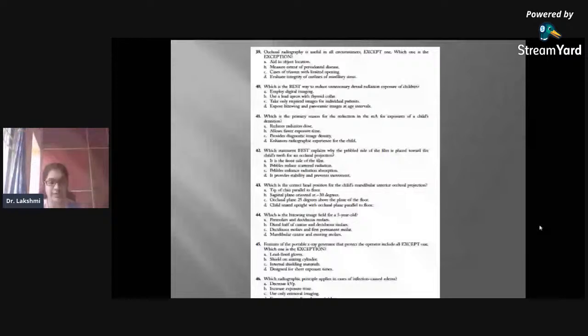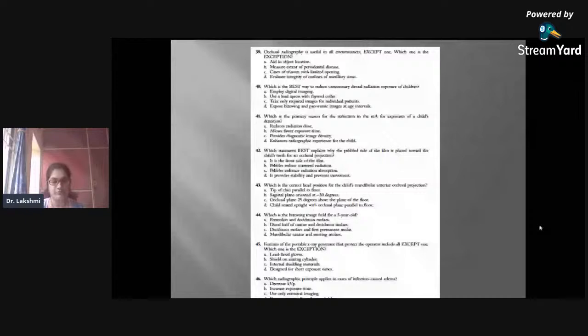Okay. 42nd question, which statement best explains why the pebbled side of the film is placed towards the child's teeth for an occlusal projection? Okay, that is A, it is the front side of the film to be exposed. So 43rd question, which is the correct head position for the child's mandibular anterior occlusal projection? That is C, occlusal plane 25 degrees above the plane of the floor. This is for a child. The adult projections we have seen in the chapter, in the tabular form itself.